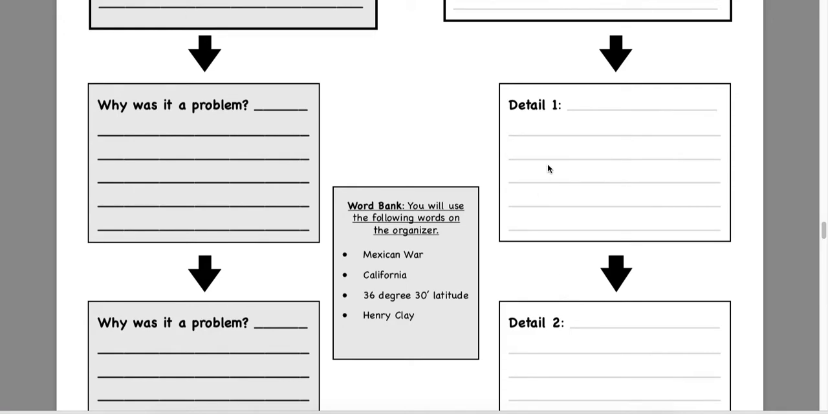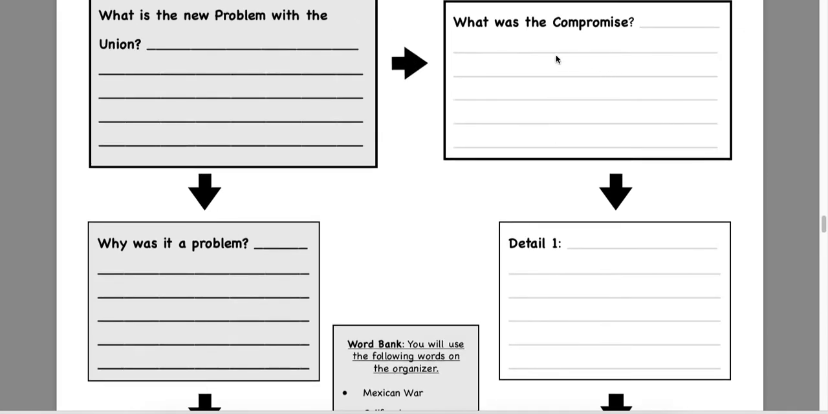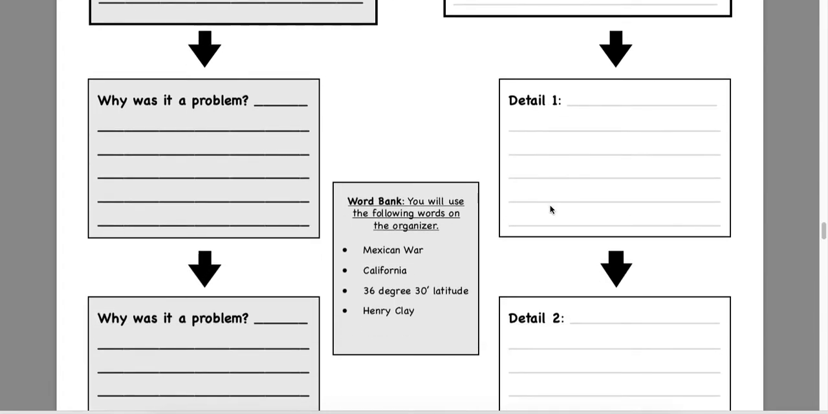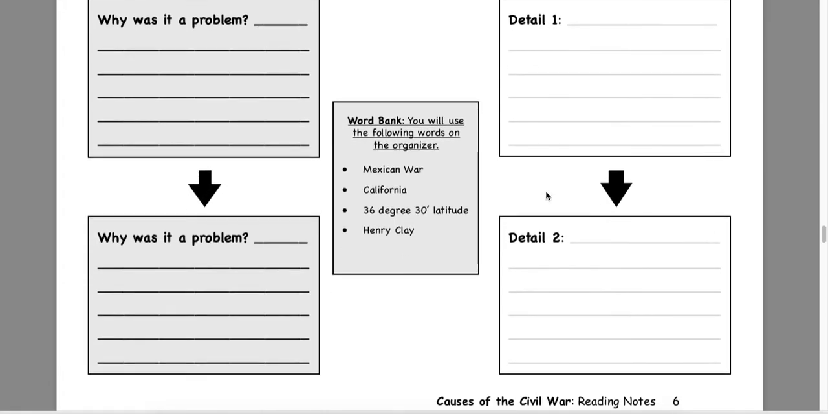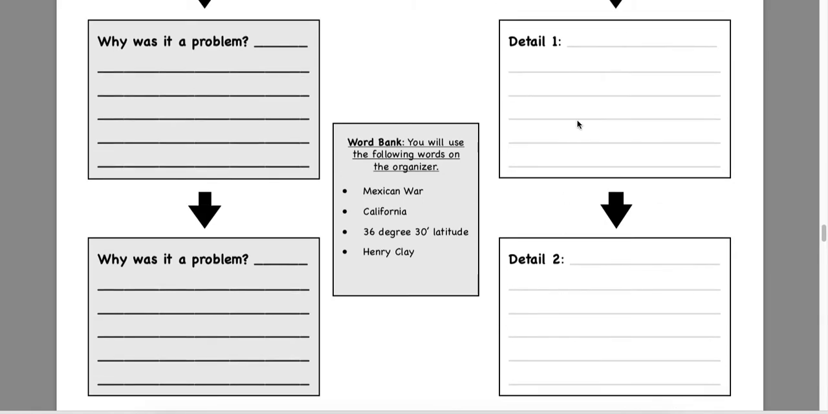There are four solutions. So you may want to write the big solution, like who was part of creating that solution here, and then here, what favored the North for detail 1, what pleased the South in detail 2. You may want to make a note of this on your organizer right now. So 2 details that pleased the North, 2 details for pleasing the South, because it was a compromise.